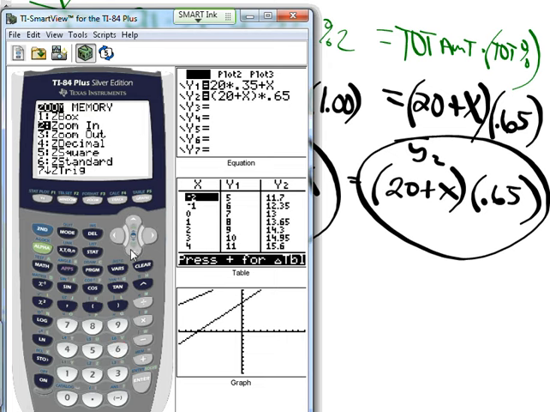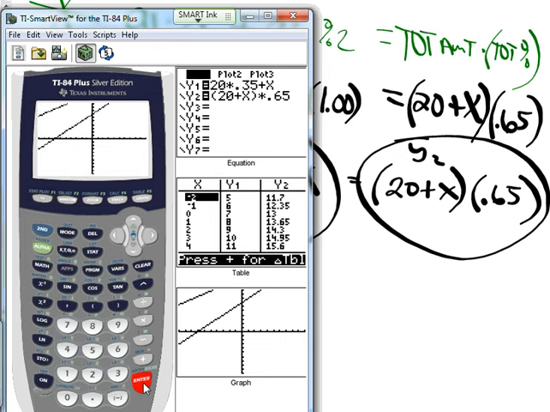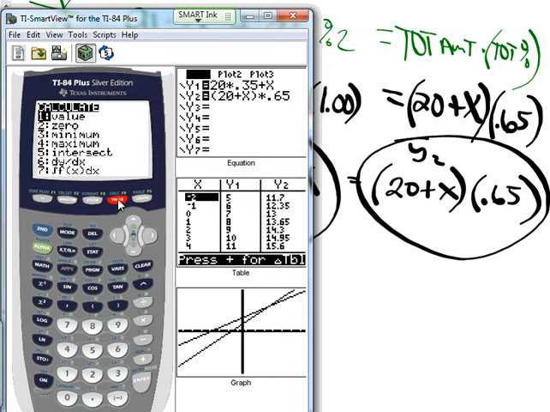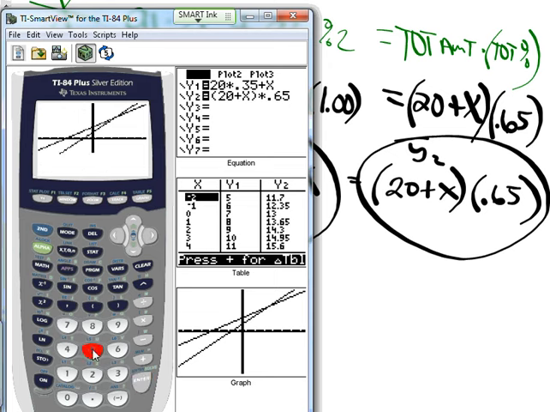Remember, when you hit zoom out, it won't actually zoom out until you hit enter again. So there, I zoomed out. Are they crossing yet? Hey, they're crossing. If they aren't crossing yet, get it so they are. Then you go second, calculate, intersection, point number 5. You go enter, enter, enter, and there it tells me where they cross, 17.14.